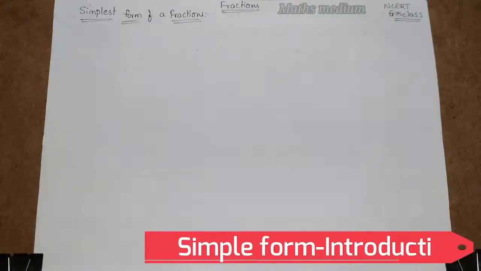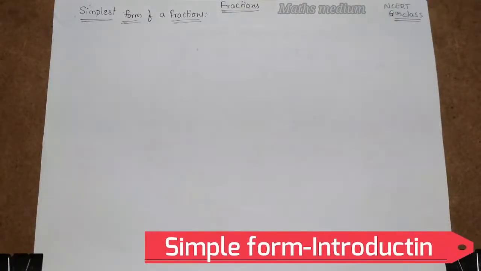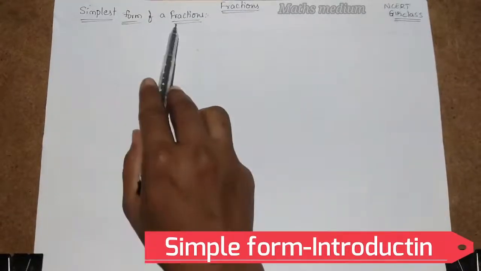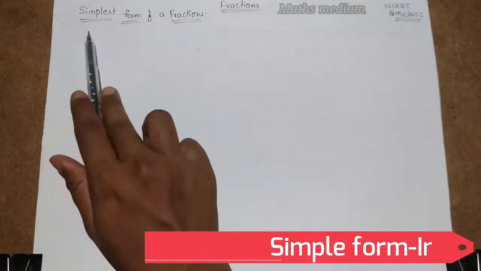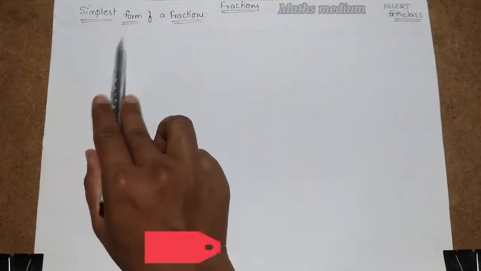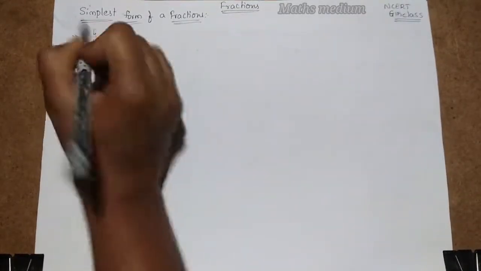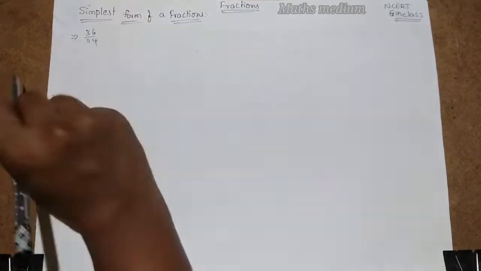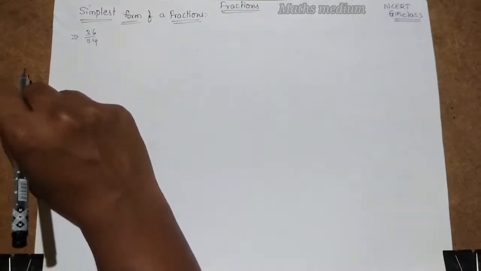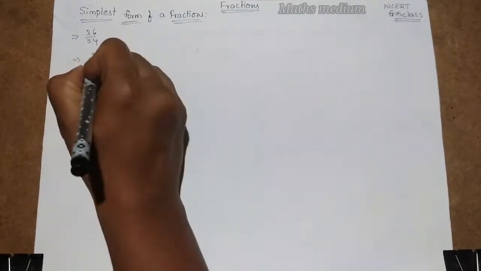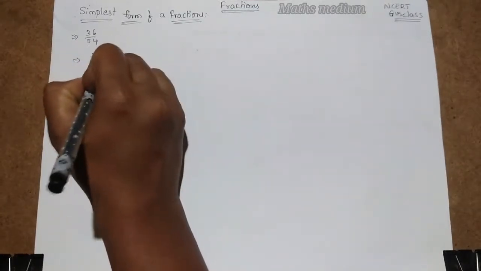Today I came with a new topic, that is simplest form of a fraction, from 6th class NCERT. Now coming to the simplest form of fractions. As the name says, we are going to reduce fractions to the simplest form. If you take a bigger fraction, for example 36 by 54, this is the bigger form of the fraction. If you want to solve this fraction to get the simplest form, we have to divide both numerator and denominator with the same number.